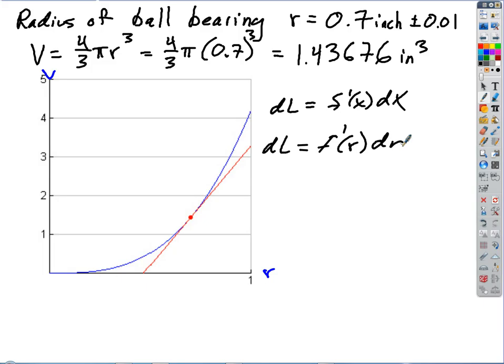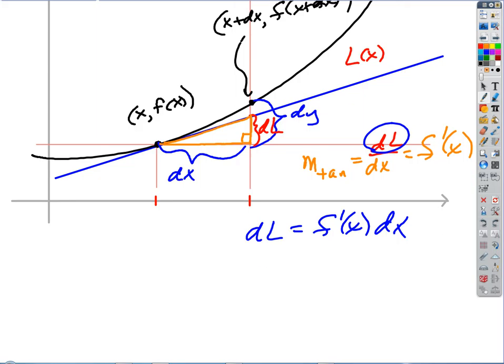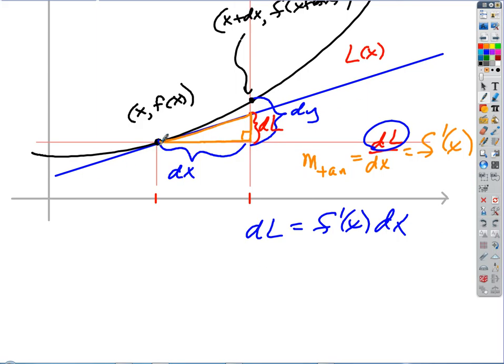Okay, so if we go back to our picture, when we said x, what we meant was, in this case, the center value or the measured value, right? And dx, which will be dr in our example, was just maybe the measurement error or the manufacturing error, right? Does that make sense? That's how much we're swinging from side to side around that center value that we're shooting for, right?